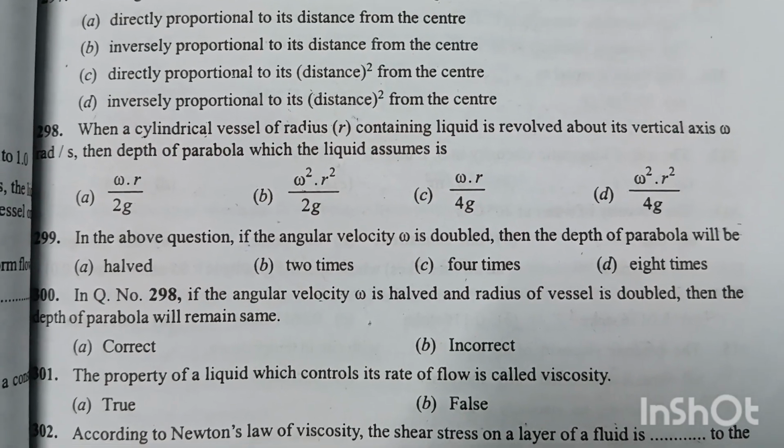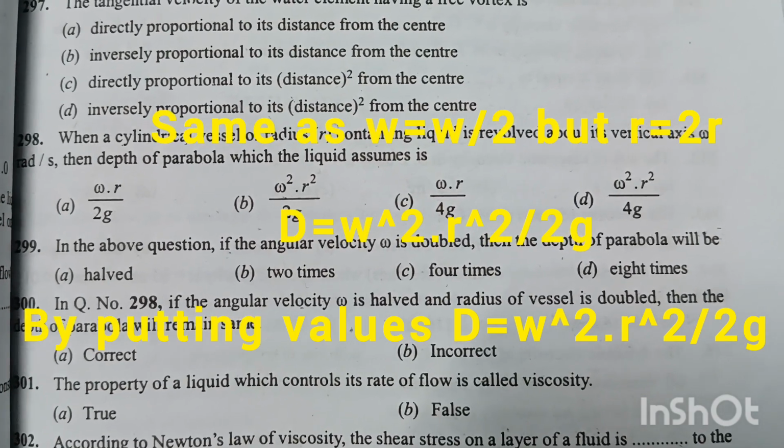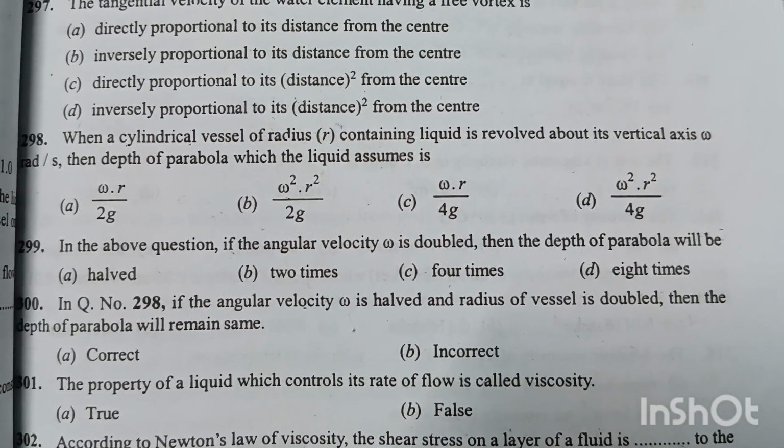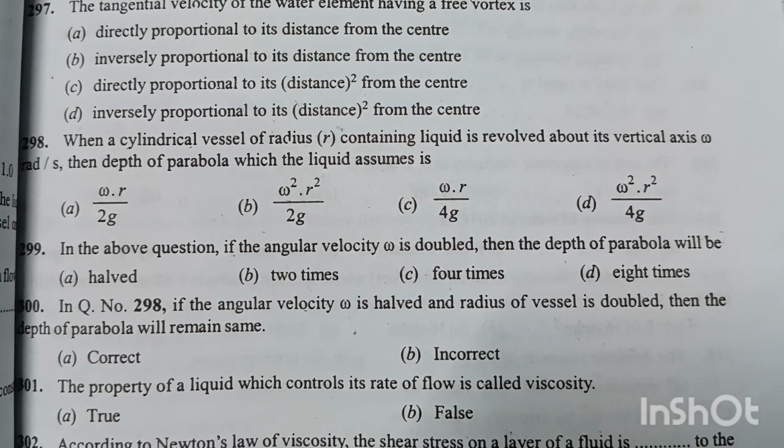Question number 300. In question number 298, if the angular velocity omega is half, and the radius of vessel is doubled, then the depth of parabola will remain same. Option A is right answer. Correct.